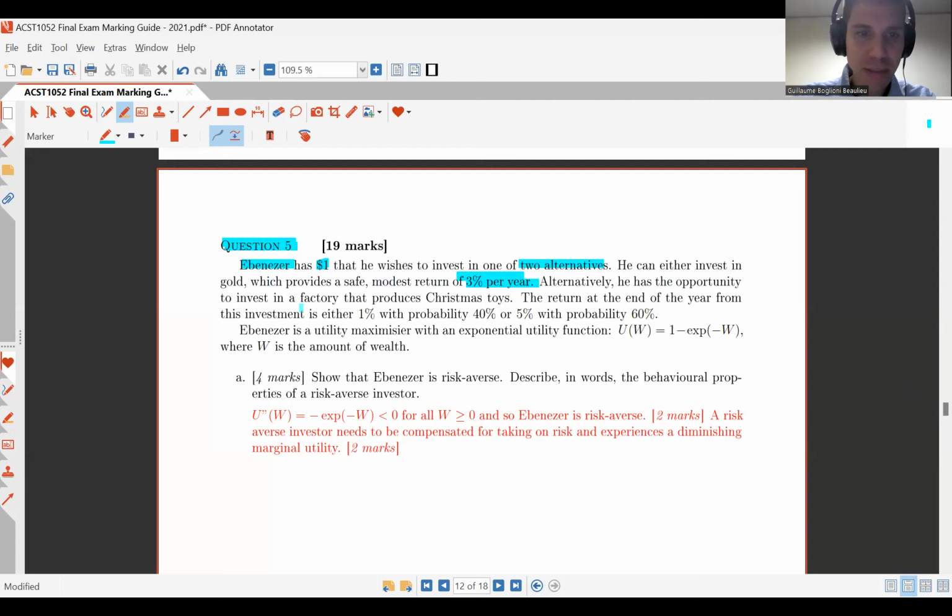Or you can invest in a factory that produces Christmas toys. In this case, the return is more variable. So you might get 1%, and this happens with probability 40%, or you might get a better 5%, and this happens with probability 60%. So here there's randomness. He has a utility function given as follows.